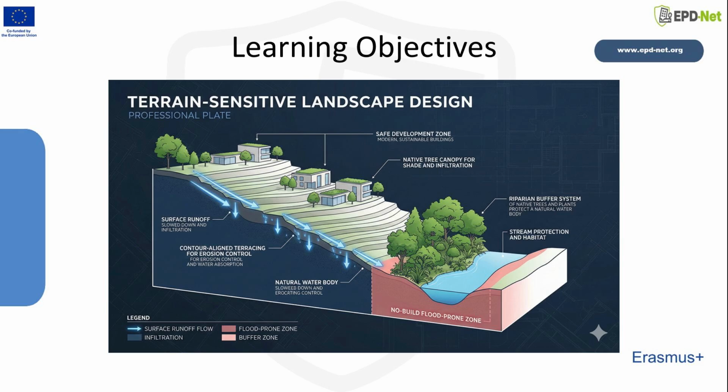Third, students should be able to identify terrain-sensitive strategies that reduce flood, erosion, and heat risks. These include contour-aligned development, terracing, riparian buffers, infiltration-supportive interventions, and the avoidance of construction in flood-prone zones and on steep slopes. Altogether, these learning objectives emphasize that resilient planning requires working with environmental processes.